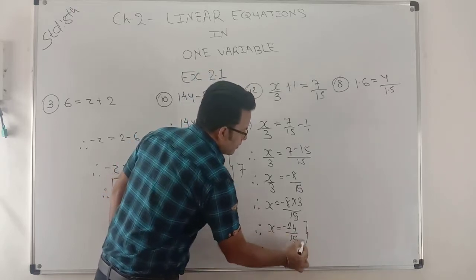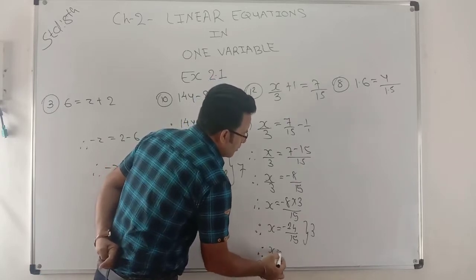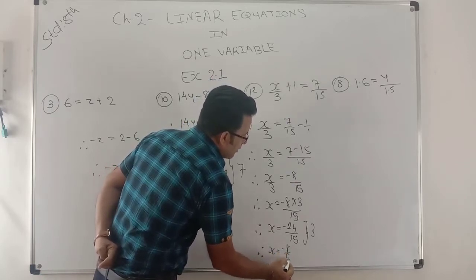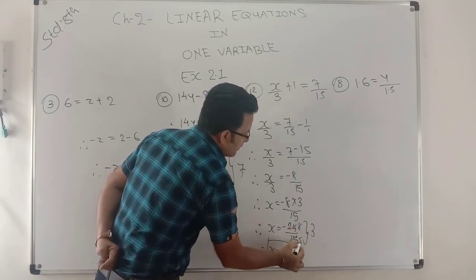And therefore, with the 3, x is equal to minus 8 upon 5. 3 8s are 24, 3 5s are 15.